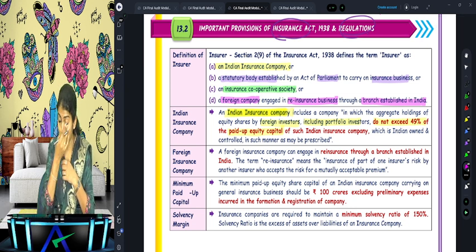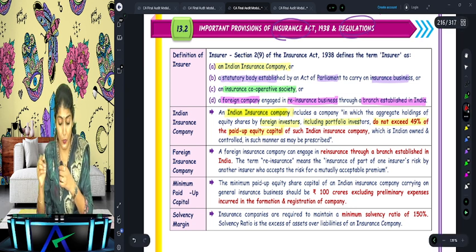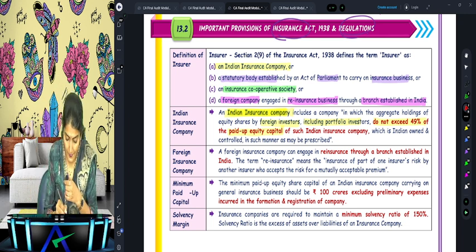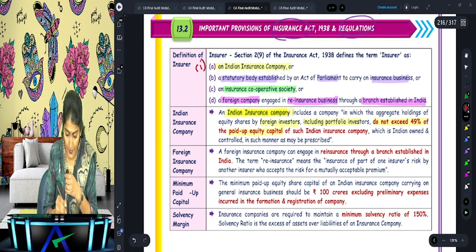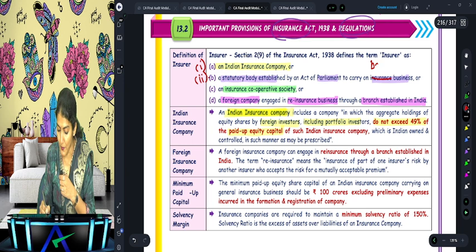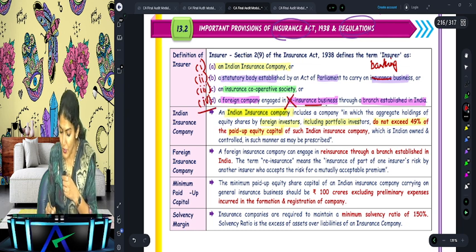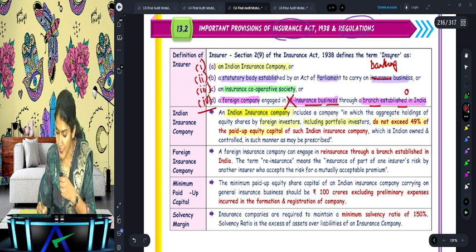So again, what is the question which can come in the MCQ part of the paper? Okay, which of the following are included in the definition of insurer? And what they say, one, the Indian insurance company, a statutory body established under an act of parliament, and they write over here to carry on the banking business. You don't write it, right? Then an insurance cooperative society, and they say a foreign company engaged for the insurance business through a branch established outside India.